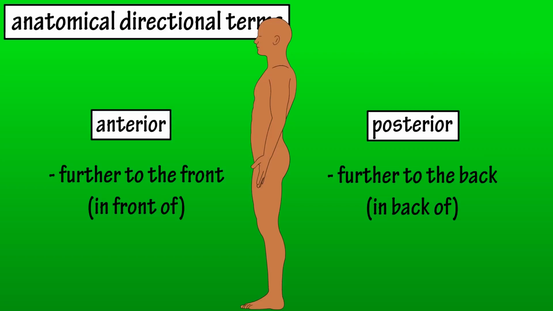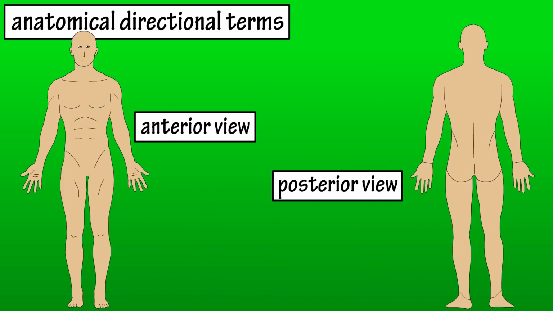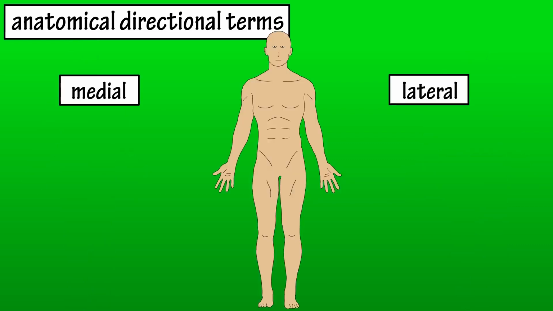Sometimes the terms ventral and dorsal are used in place of anterior and posterior, where ventral means anterior and dorsal means posterior. Anterior and posterior can also be used to describe how you're looking at the body. While the body will always be referenced from the anatomical position, it can be viewed from an anterior view, meaning looking at the body from the front, and it can also be viewed from the posterior view, meaning looking at it from the back.